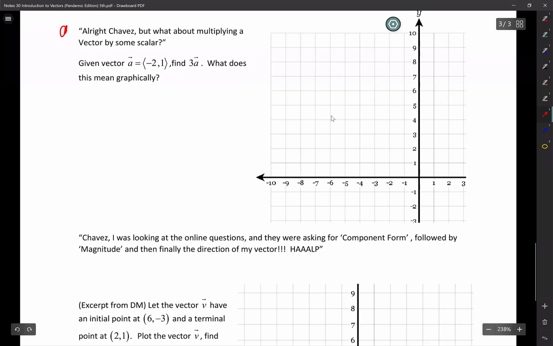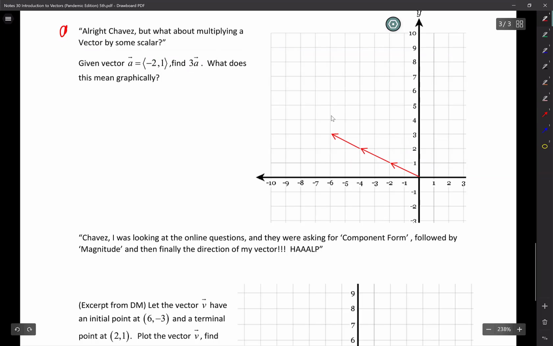So all you got to do, guys, is, what does it mean in terms of this graph? I guess it just means that you're multiplying vector A by 3. If vector A goes all the way to negative 2, 1, just do 3 of those. So start at the origin, negative 2, 1. There's one of them. And then another one, go negative 2, 1 again. So here's another. And then go another negative 2, 1. And here's another. And if you put them all together, that would be 3A.